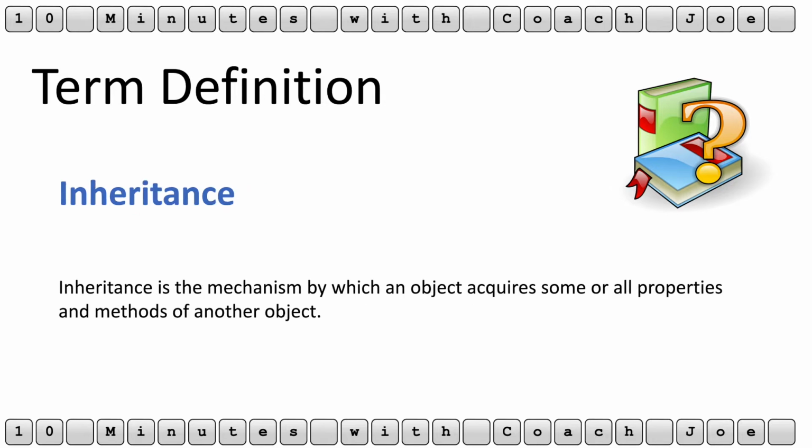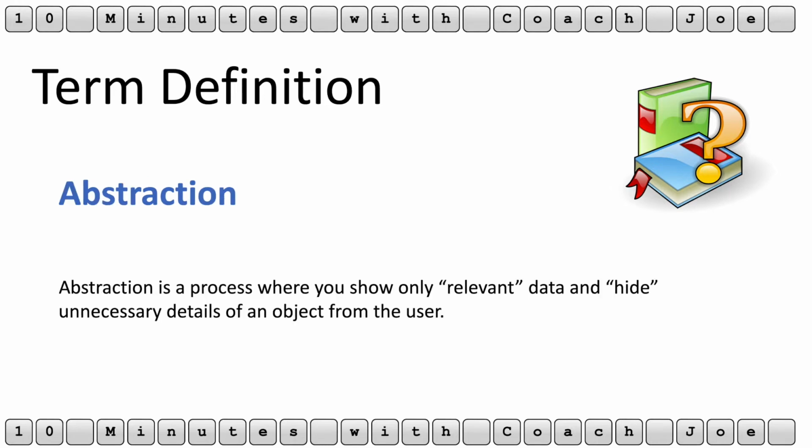Inheritance is the mechanism by which an object acquires some or all properties and methods of another object. It creates a parent-child relationship between 2 classes. Abstraction means using simple things to represent complex things. Abstraction is a process where you show only relevant data and hide unnecessary details of an object from the user.